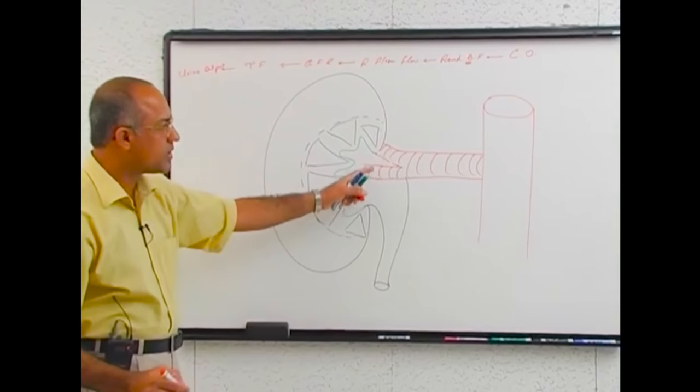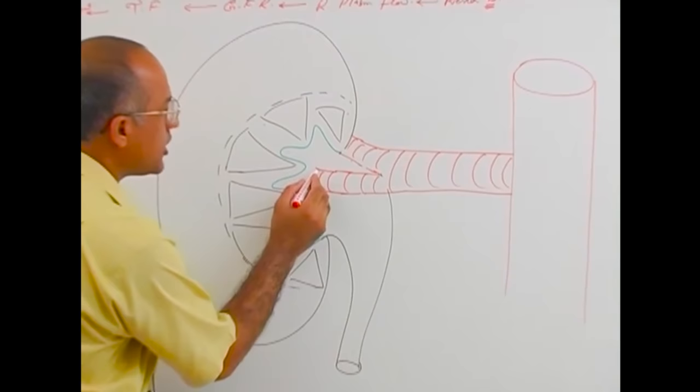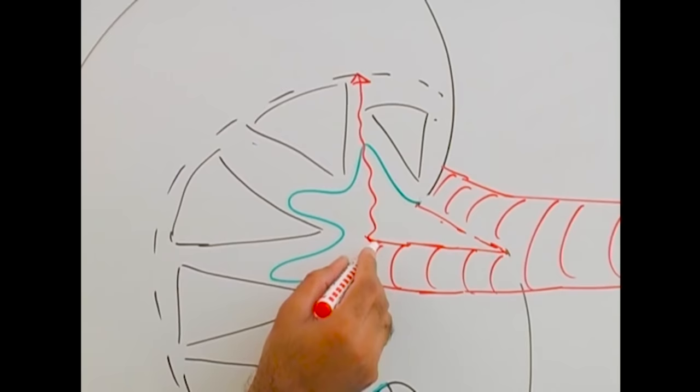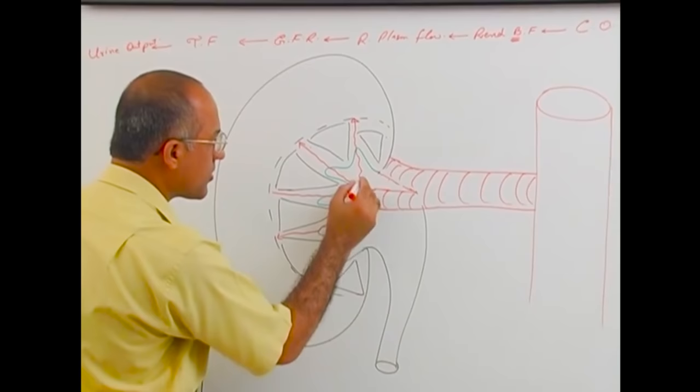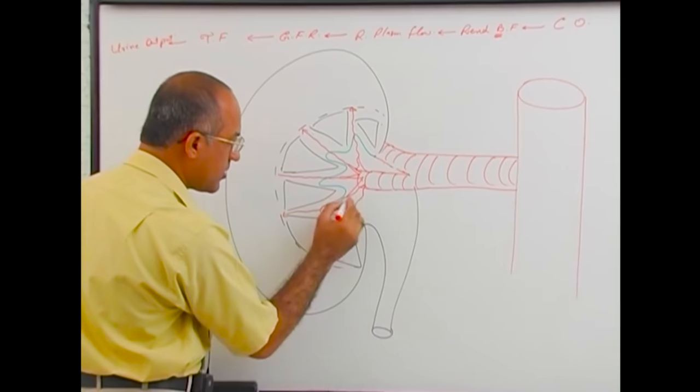Then, from these divisions, branches will go to every lobe. For example, this is one, an interlobar branch. This is going to another lobe. Here is an artery which is going to another lobe, and so forth. So what are these branches coming from here? These are interlobar branches, right?